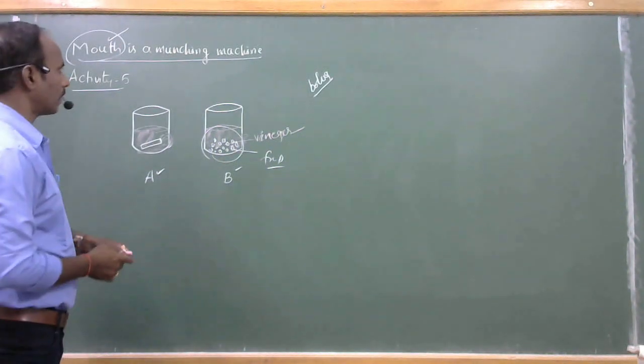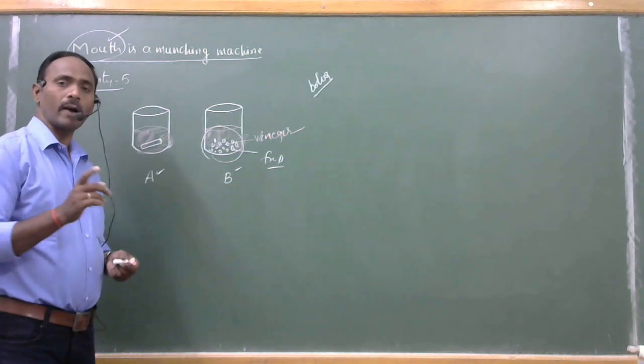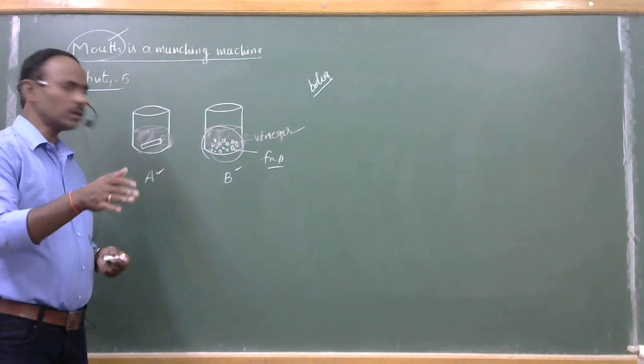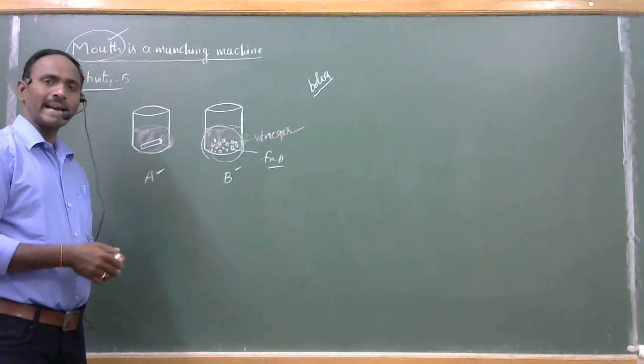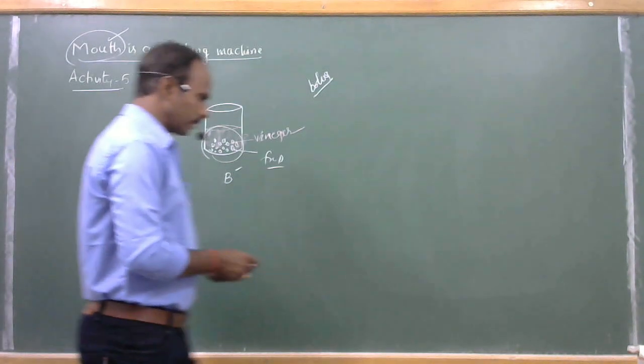That's why this mechanism is mostly done in the mouth. That's why the mouth is commonly called a munching machine. That's why while taking food, we have to chew the food thoroughly, because it is also useful for the process called digestion. Okay, that's why the mouth is called the munching machine.